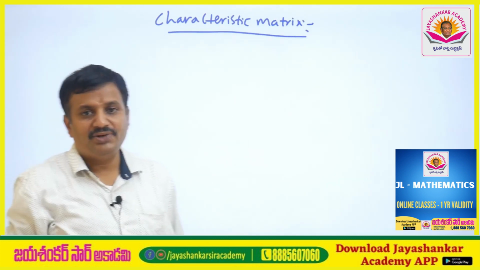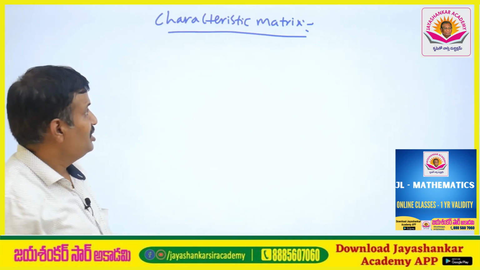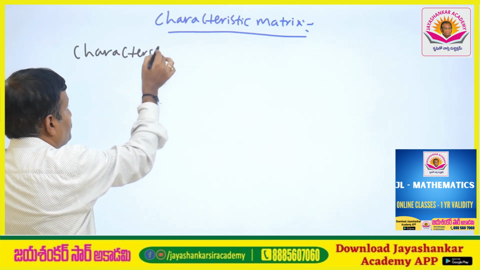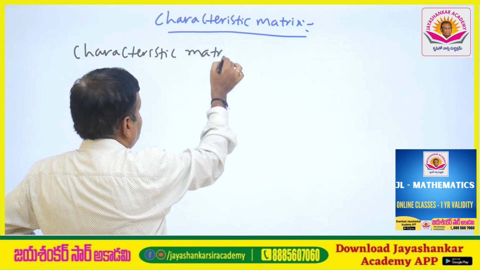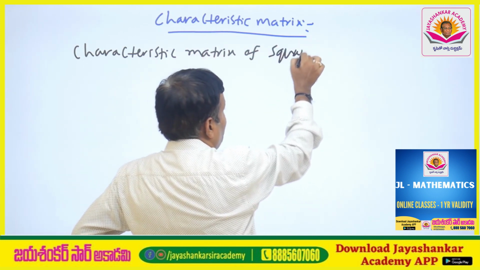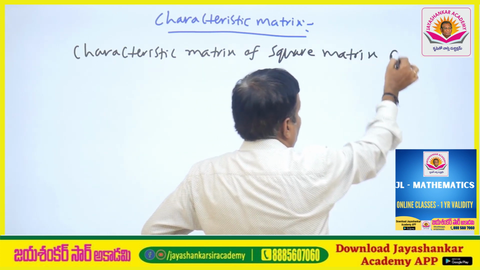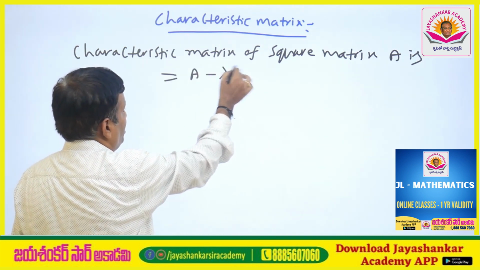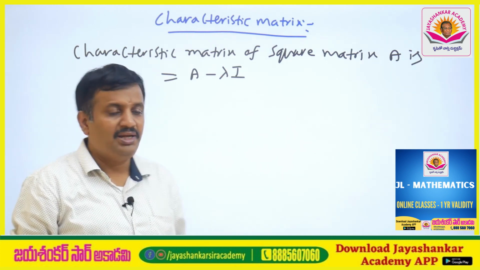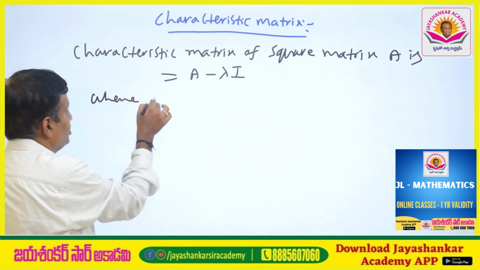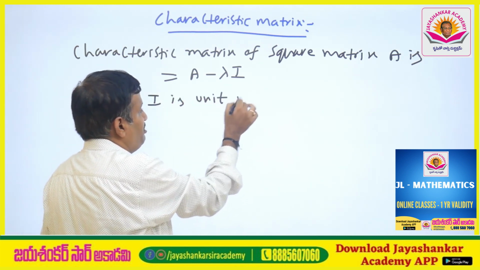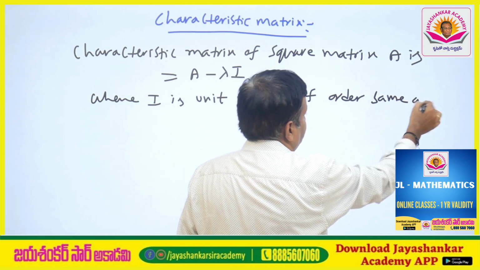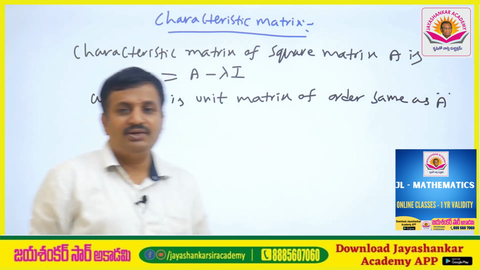So what is a characteristic matrix? What is a characteristic equation? Eigenvalues and eigenvectors. What is a characteristic matrix here? The characteristic matrix of a square matrix A is A minus lambda I, where I is the unit matrix of the same order as A.